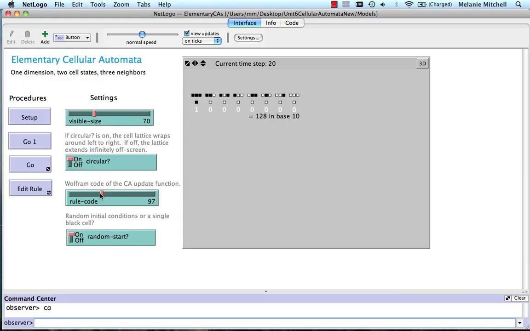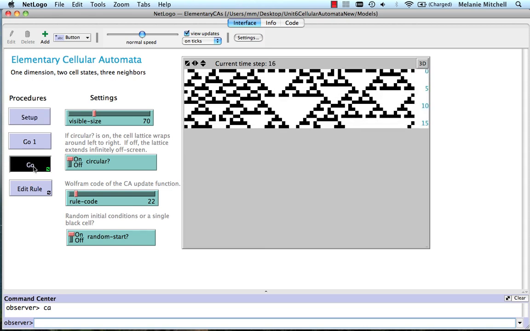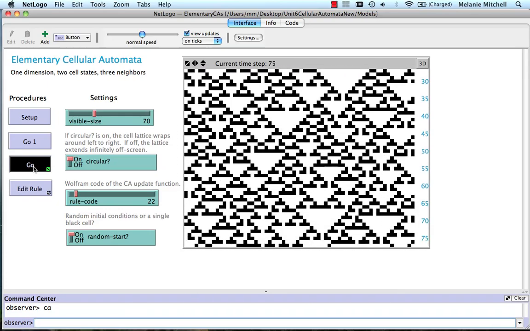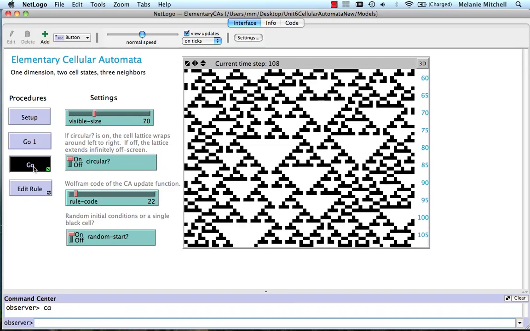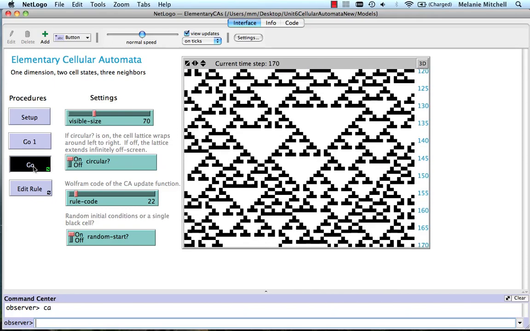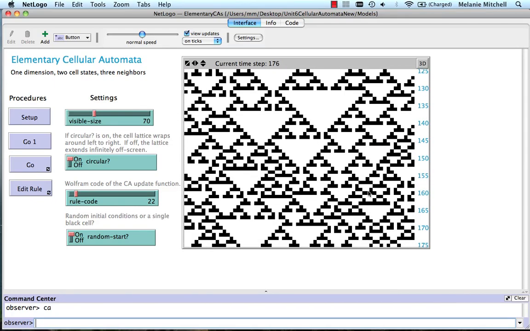Now let's look at Rule 22. I'll set the rule code to 22, setup, go. Well, it's not clear whether this is simply periodic or not. It turns out that Wolfram classifies this as class 3, that is, chaotic, random looking.